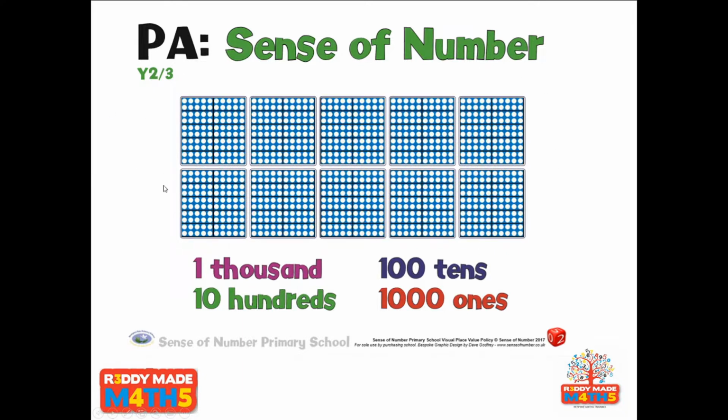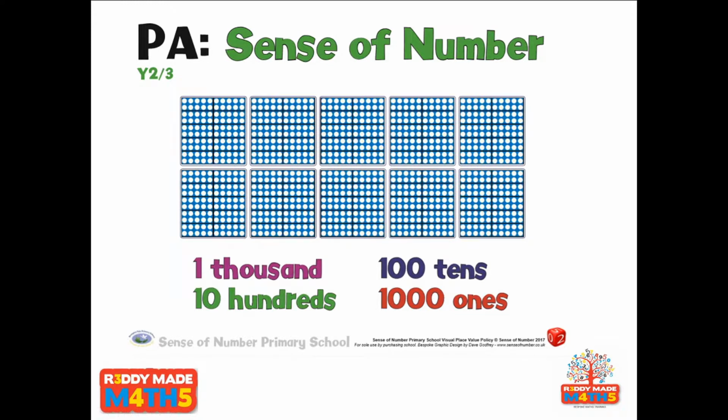This is 1,000. Why? That's one whole 1,000. It's made up of 10 separate hundreds. There's 5 on the top and 5 on the bottom. We just looked at 1,000, sorry, 100, using Numicon. I don't have enough pieces to create 1,000.